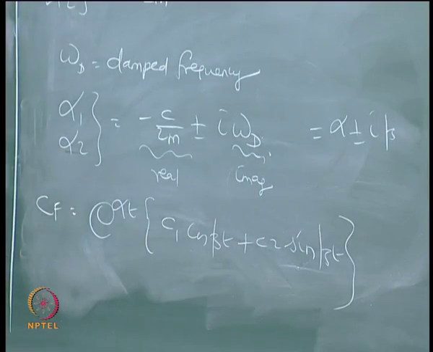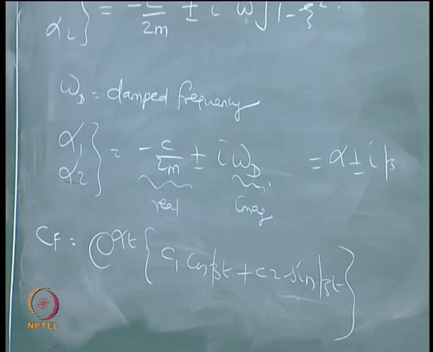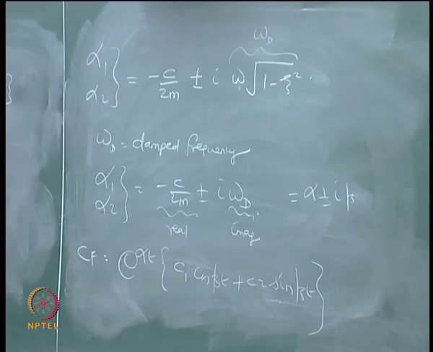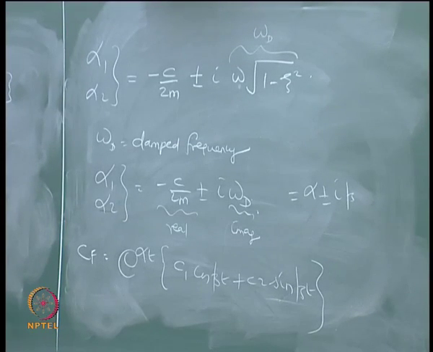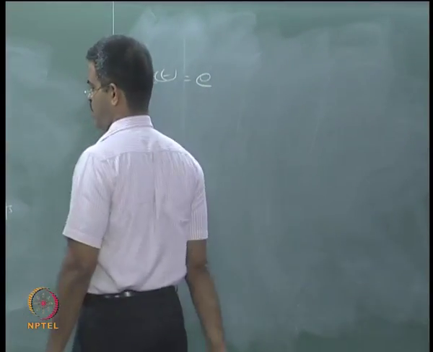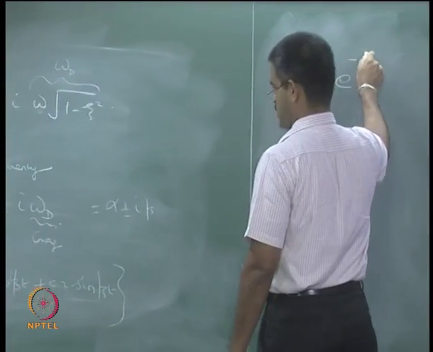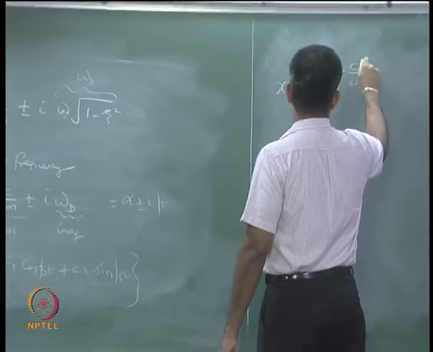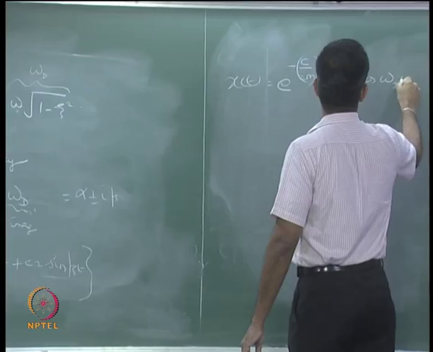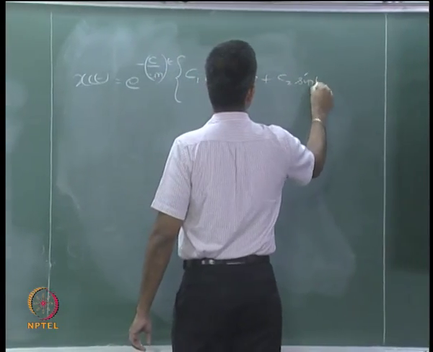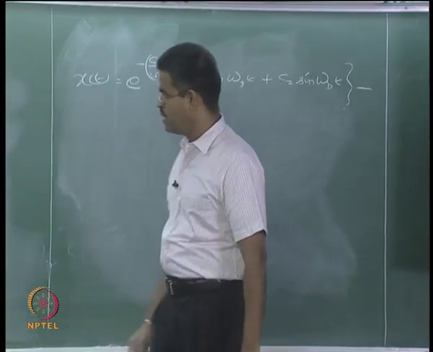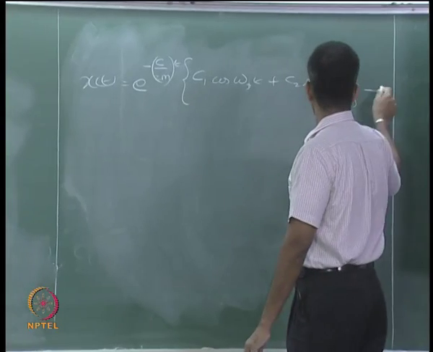So what is x of t? x of t is e to the power of alpha, which is minus c by 2m of t, times (c1 cos omega d t plus c2 sin omega d t). That is my equation number 5.